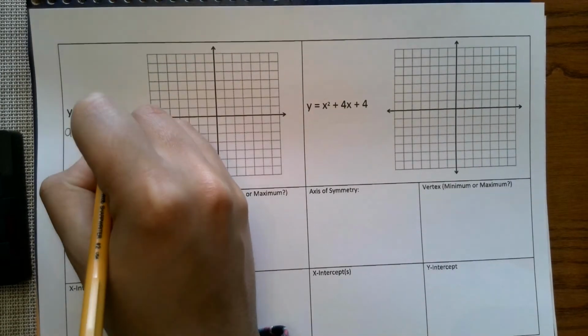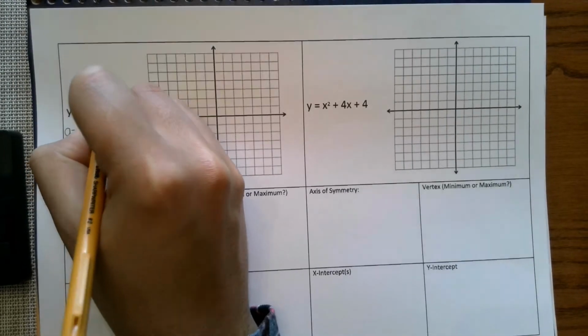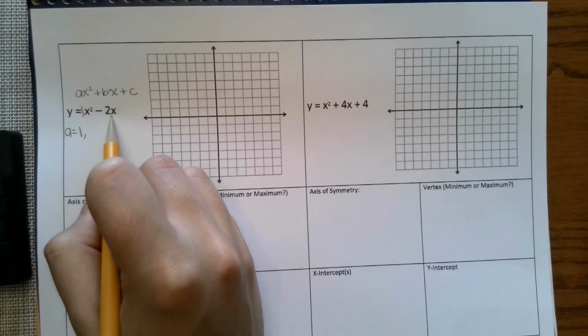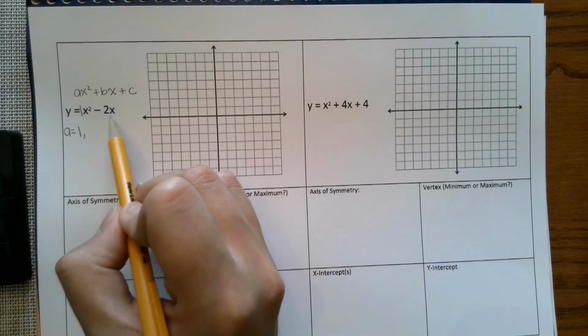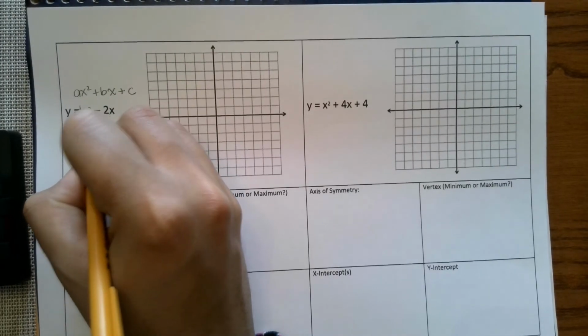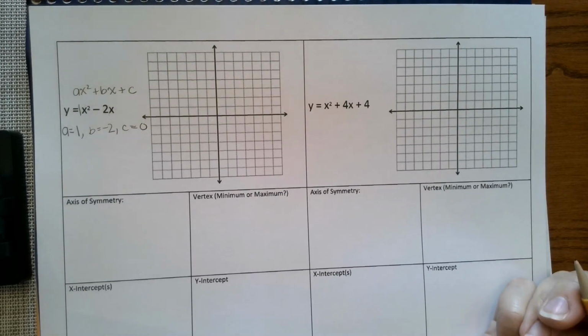I can see my b value. Remember, it's ax squared plus bx plus c. Just because this is the last term does not mean it's c. This is a b value. This -2 is b because it's the coefficient of x. So b is -2, and c in this case is 0.